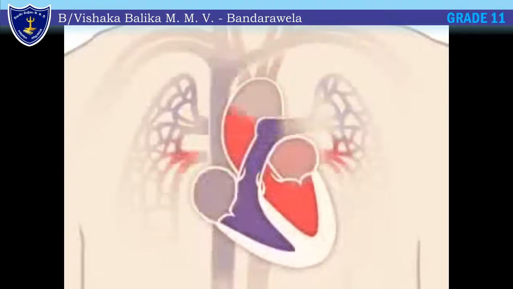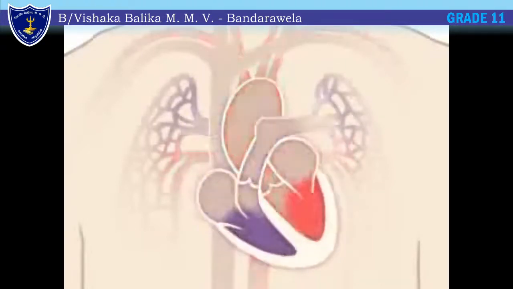Then again blood comes here. You can see the other two valves are closing now. Which valves are they? They are the semilunar valves. When semilunar valves are closing, the dub sound comes. Lub sound, dub sound. Thereafter, there is a period of relaxing. That is 0.4 seconds. Relaxing phase means the diastolic phase.